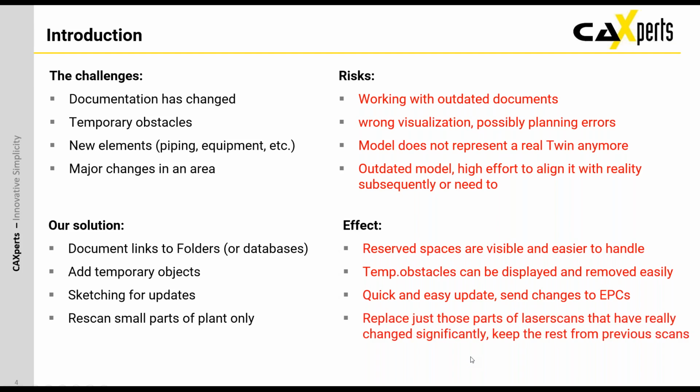As I mentioned before, you don't have to rescan the whole plant or asset just to replace a single portion. You can actually just replace those parts of a laser scan that have really changed significantly, and keep the rest from the previous scans by using the laser scan clipping, removing part of the old scan and replacing it with a new one.